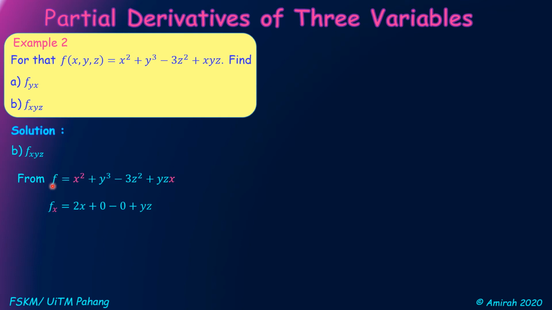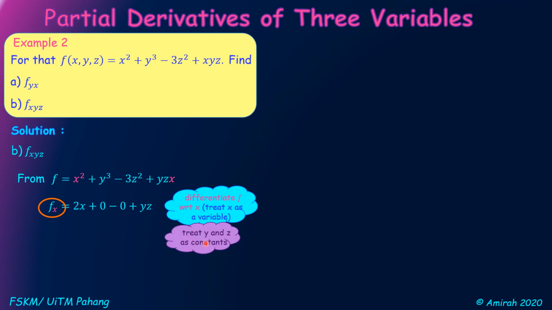After we differentiate f using partial derivative with respect to x, the symbol is fx. So after we differentiate, we get this. fx here means we differentiate f with respect to x. We treat x as a variable. So to avoid error and make it easy to differentiate, we can write variable x in different colors, and then we put variable x at the back, because we need to separate constant and variable. And we treat y and z as constants.